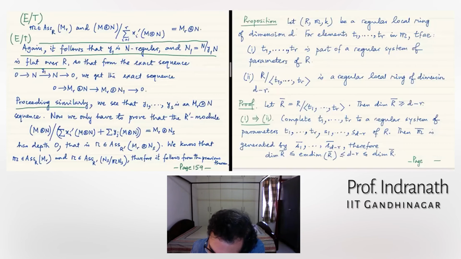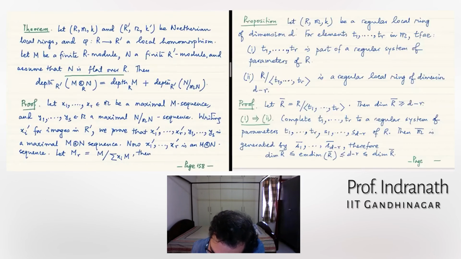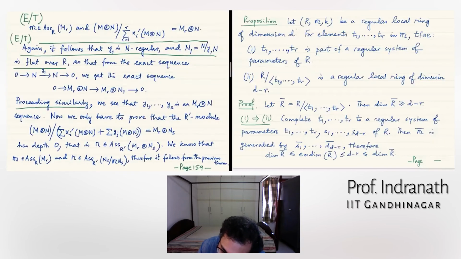But remember, this is your y1, right? This is a maximal N mod mN sequence. From that, I'm trying to say that it follows that y1 is N-regular and N1 mod this is flat over R. What are we using here? What is the speciality of y1 which makes it happen? It was N mod mN regular, right? How can we suddenly say that y1 is N-regular?